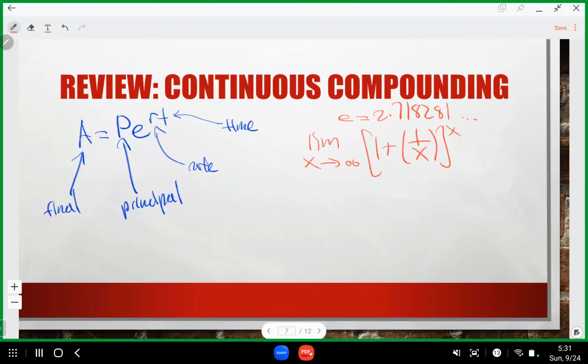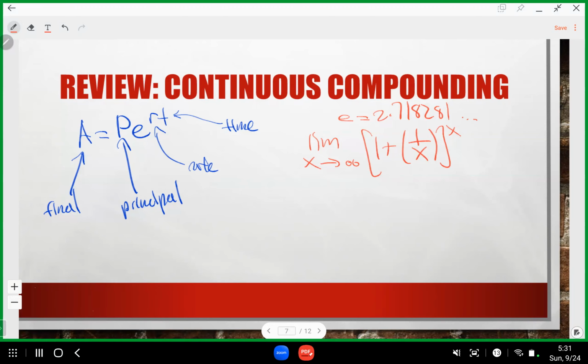You don't really need to know how limits work yet because that's part of calculus, but that's how you find e. The e that we're using here is also going to be an integral part of logarithms. So make sure you know what e is.